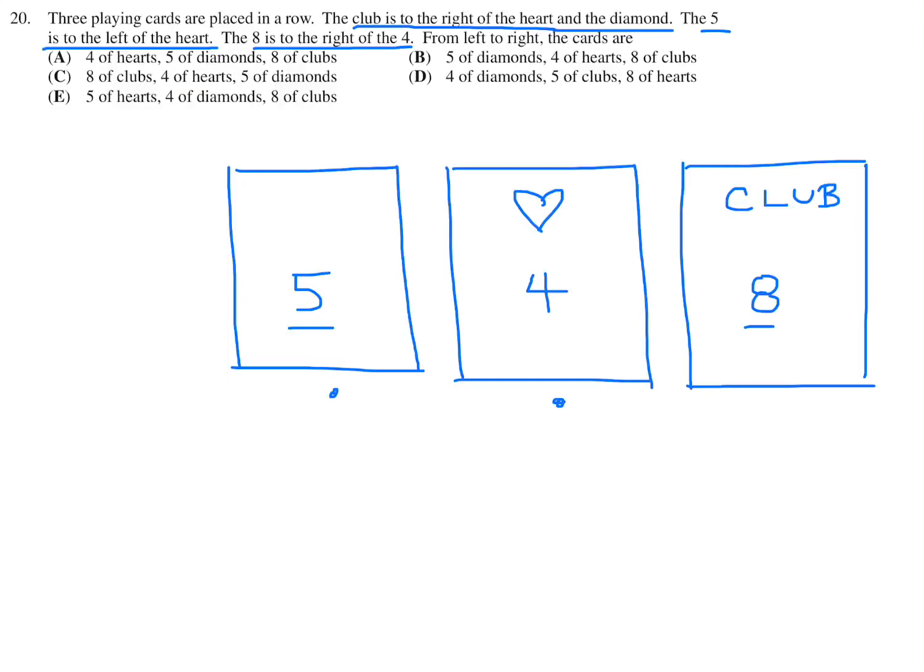And that's all we are given. I think we're missing one piece here, the diamond I didn't put in. Well, by process of elimination, the diamond's got to be there. There's no other place. So therefore, from left to right, the cards are the 5 of diamonds, the 4 of hearts, and the 8 of clubs. And of those, I believe B is what gives us that scenario. So the answer is B.